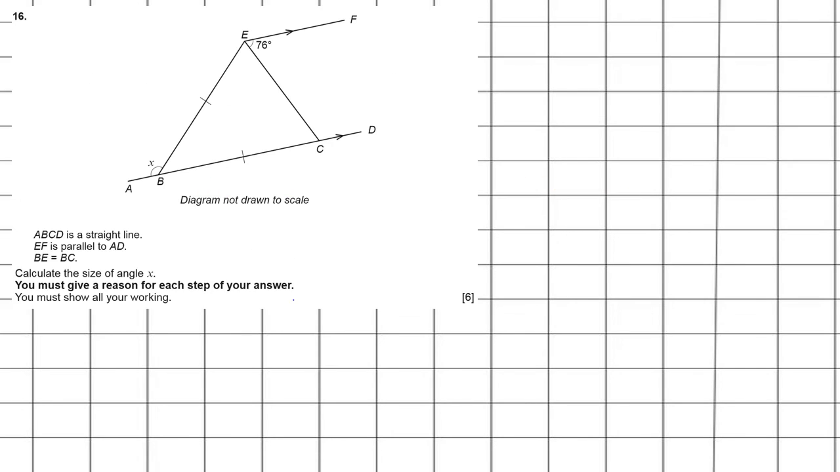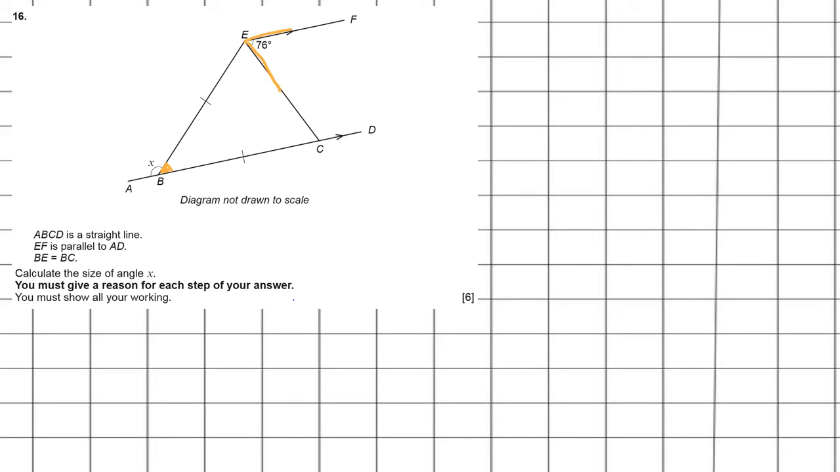Okay. 16. ABCD is a straight line. EF is parallel to AD. BE equals BC. Calculate the size of the angle X. Okay, so if we work out this angle first, then we can take it away from 180 and it gives us the answer.